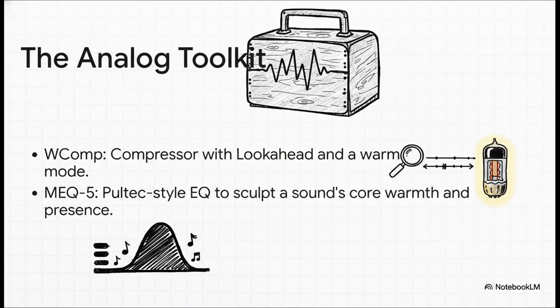And this whole philosophy is baked right into a dedicated analog toolkit. First, you've got the W-Comp. It's this super versatile compressor that can be really clean and modern using its look-ahead feature, or it can get all colored and warm when you flick on its analog mode. Then there's the MEQ5, which is a Pultec-style mid-range EQ. These things are famous because they can boost and cut the same frequency at the same time, which creates these really unique tonal curves. It's just perfect for sculpting the core of a sound, adding body down low or some presence up in the highs.